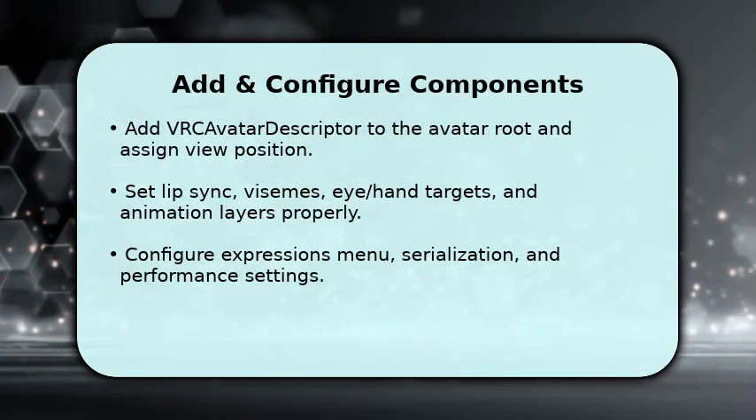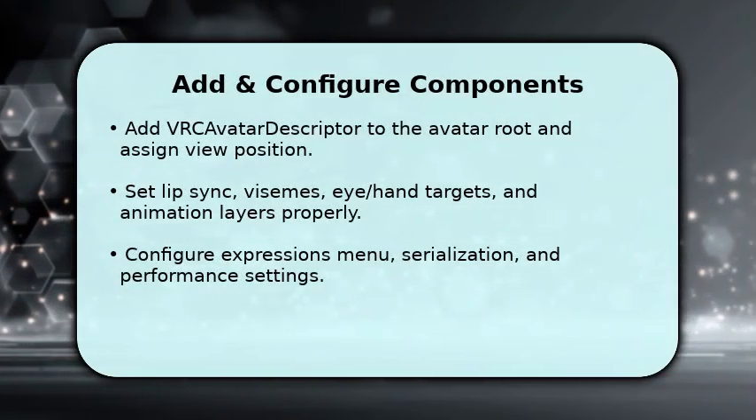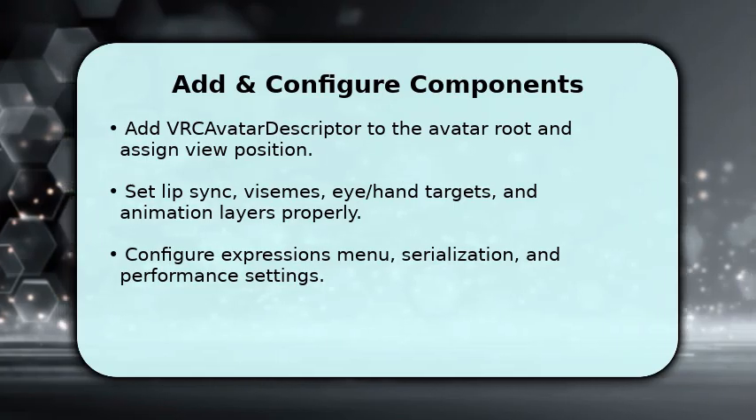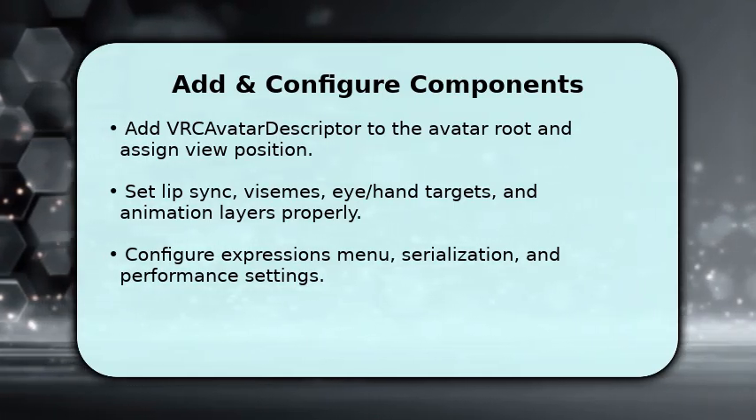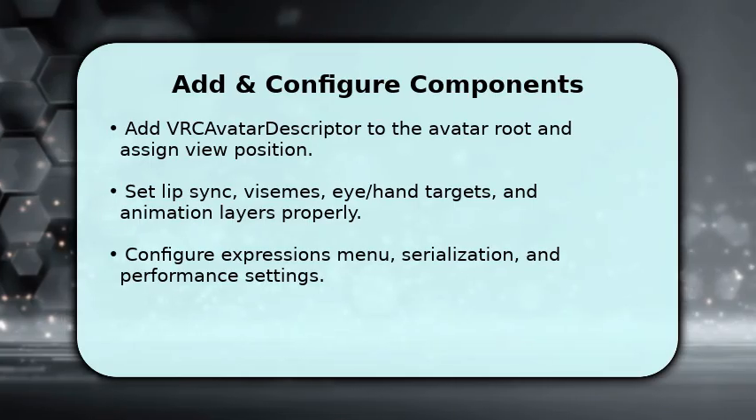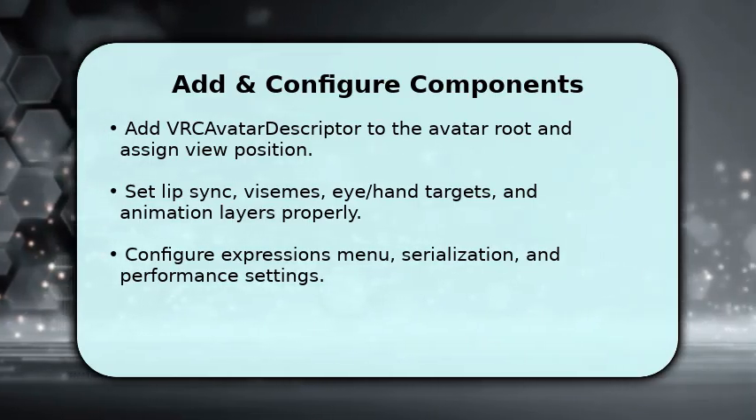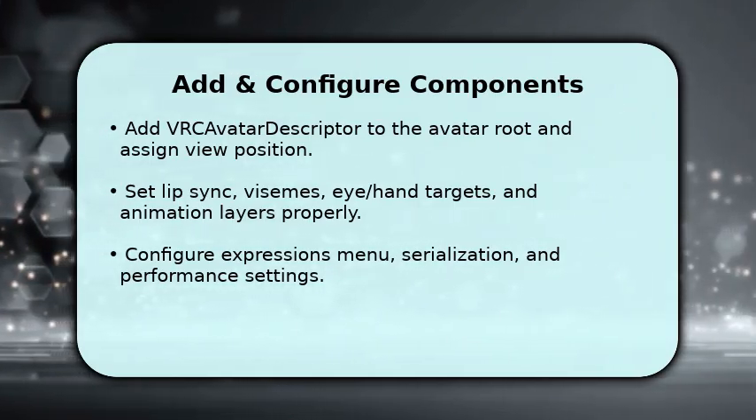Now add the VRC avatar descriptor to the avatar root and set the view position precisely at head center. This determines camera offset in VR. Assign lip sync options and Viseme source. If using Visemes from blend shapes, map them here.